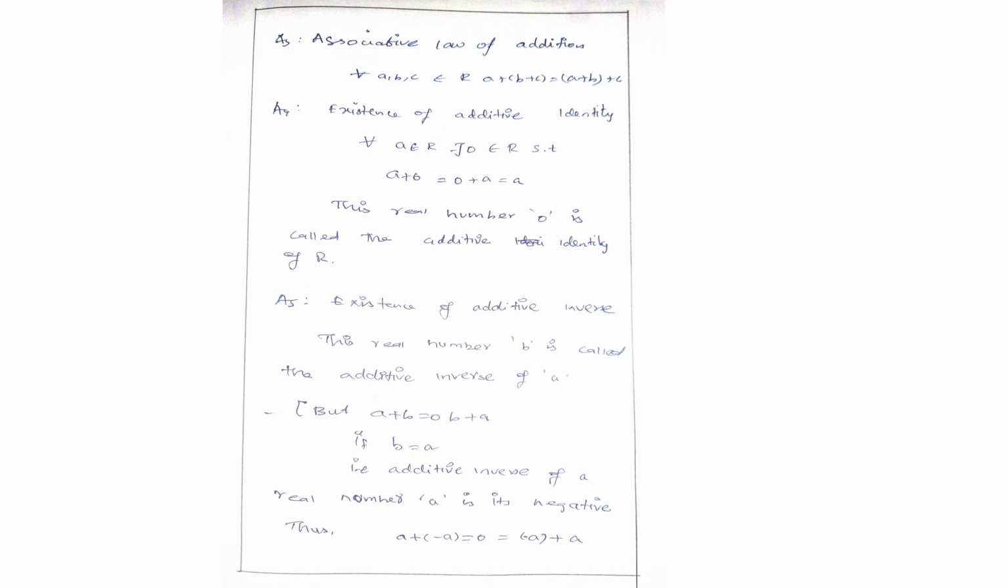If a is positive, then a plus minus a equal to 0 is equal to minus a plus a. So the additive inverse for a real number a is minus a. When we add this minus a with plus a, we get the answer 0. That is the existence of additive inverse.